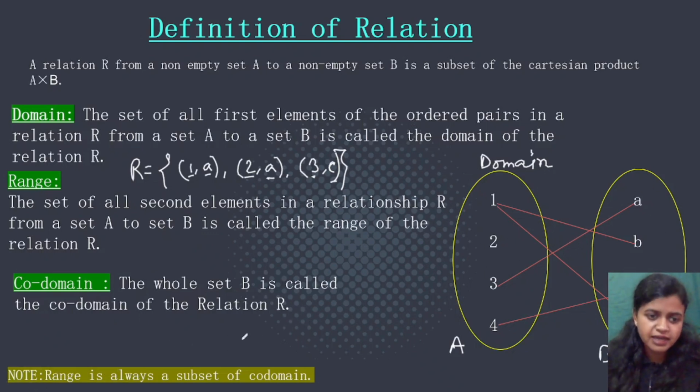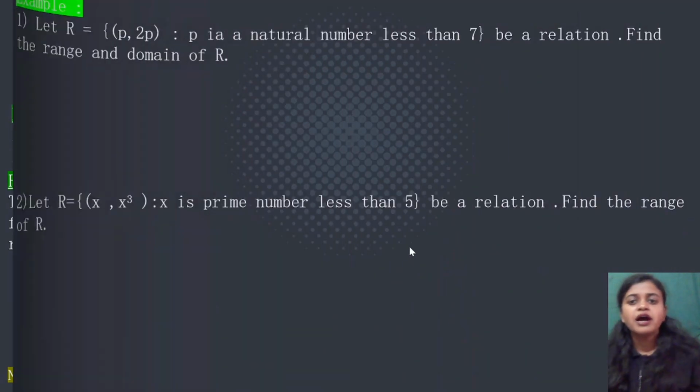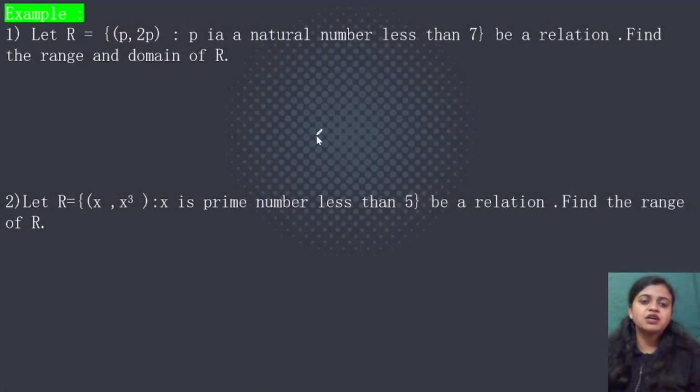Now note here: range is always a subset of codomain. Yes, obviously, because the whole set is the codomain, and the subset of elements is the range. That's why range should be a subset of codomain. I hope you got the concept also. So now we'll discuss some examples.